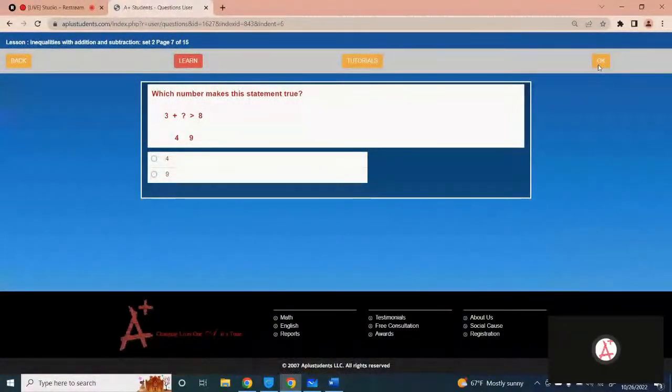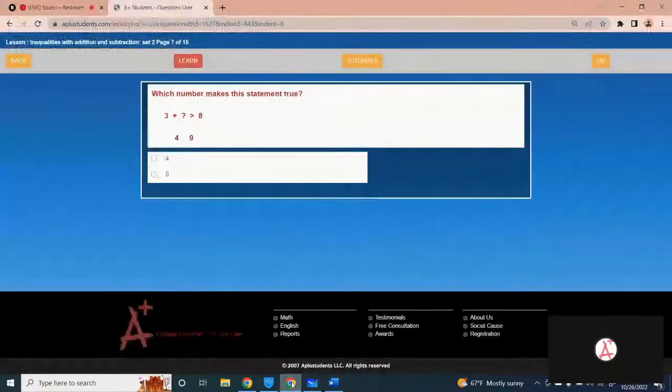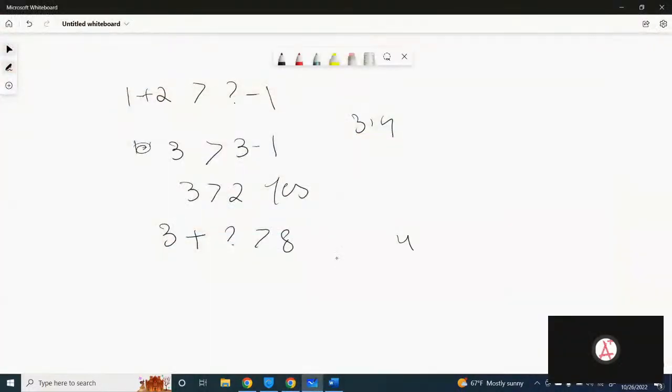Okay, 3 plus the missing number is greater than 8. So yeah, the options given are 4 and 9. So you have to replace the missing number with 4 and 9. 3 plus 4 is 7. 7 is greater than 8. Yes or no?